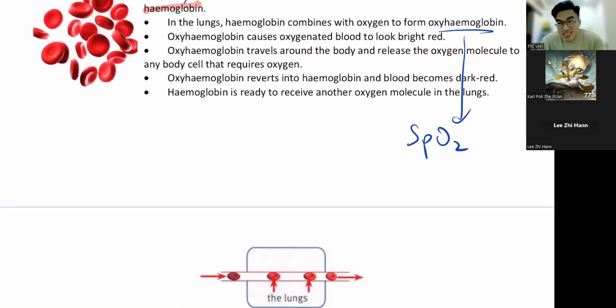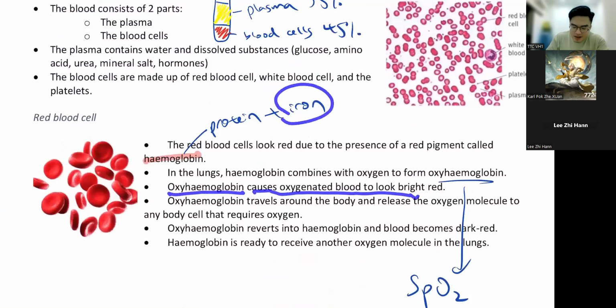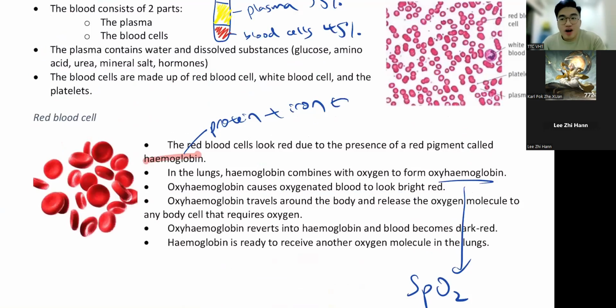If you're exercising, it's like 70, 80 something. If it drops to like 60, wow, then you are really running out of oxygen. So this oxyhemoglobin causes oxygenated blood to look bright red, right? You see, iron, when it reacts with oxygen, come, let's test your general knowledge. What happens when iron reacts with oxygen?